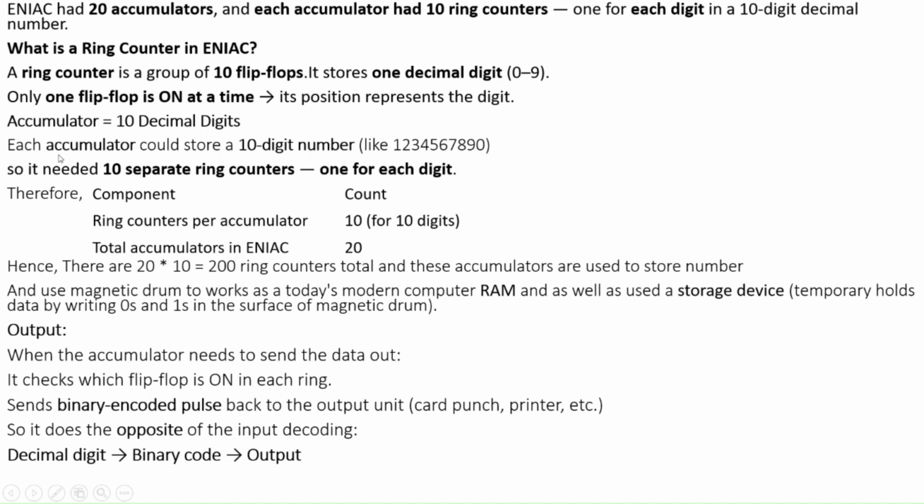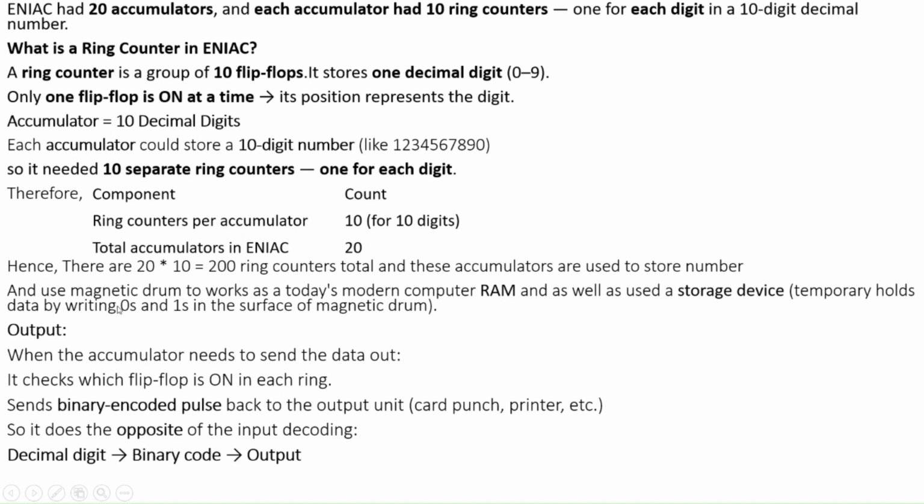Each accumulator could store a 10-digit number like 1, 2, 3, 4, 5, 6, 7. So it needed 10 separate ring counters, one for each digit. Therefore, ring counters per accumulator is 10, and total accumulators in ENIAC is 20. So there are 200 ring counters in total, and these accumulators are used to store numbers.